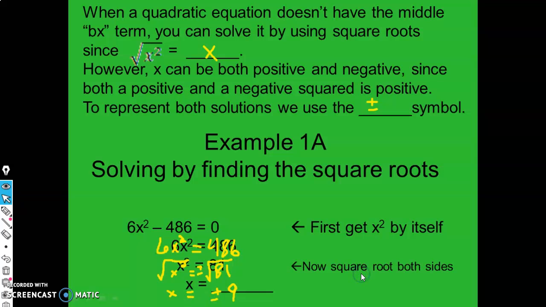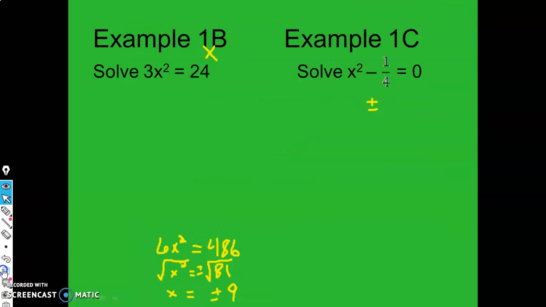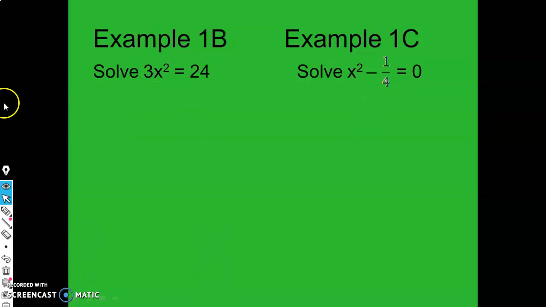Oops, I guess I didn't have to type that in. Okay, here's a couple more examples here. Let's just do the first one for the sake of time. So here you want to get x squared by itself, so we're going to start off by dividing both sides by 3. Alright, so we have x squared by itself now equals 8.